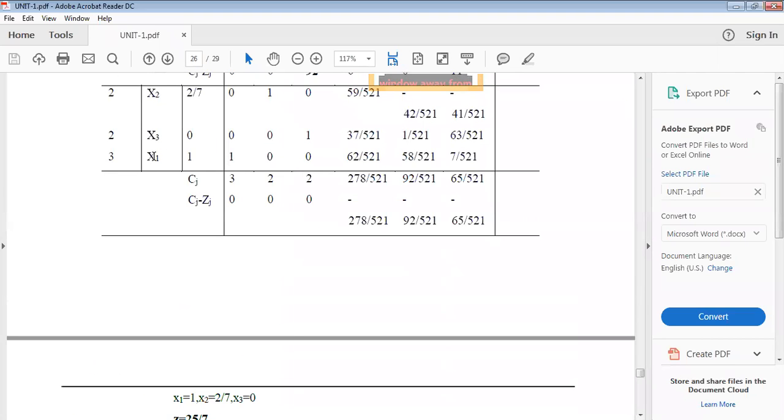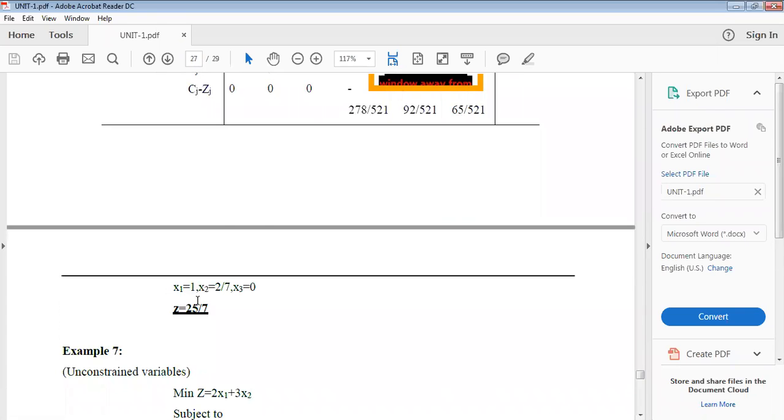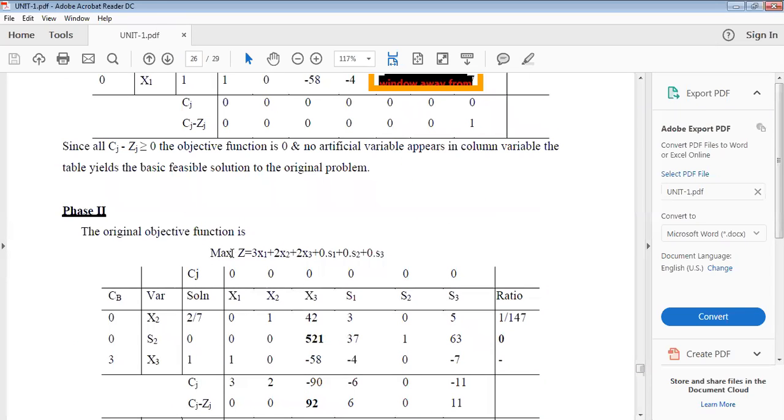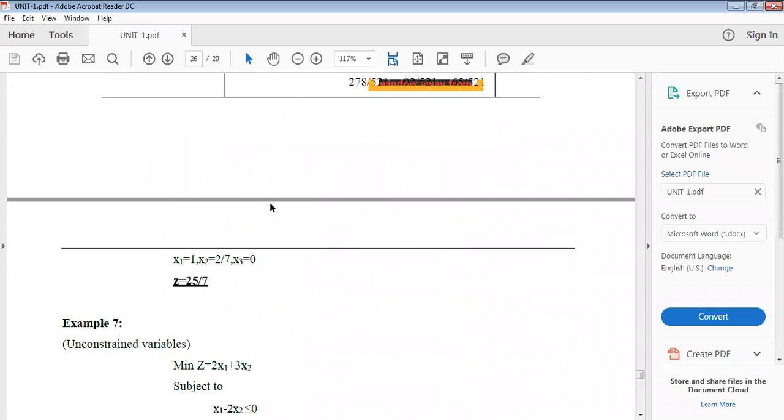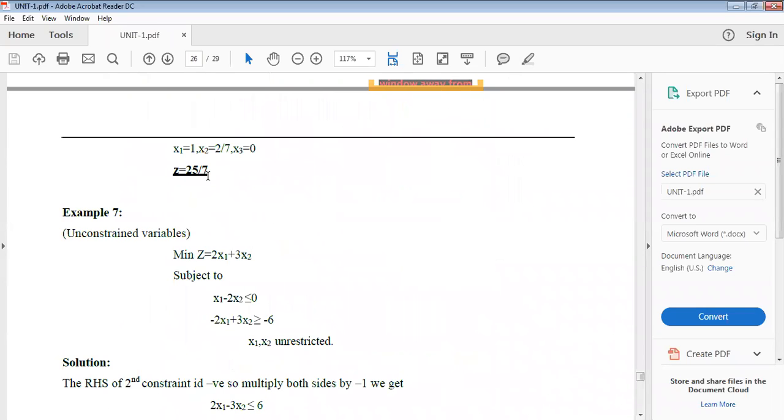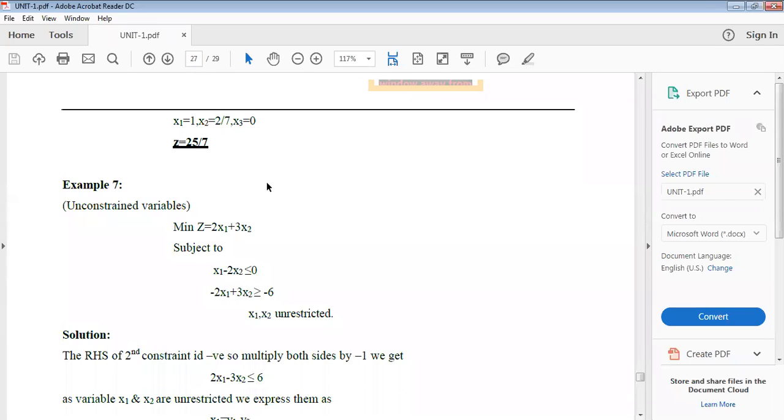So you can stop at this particular point: x1 is equal to 1, x2 is equal to 2 by 7, and x3 is equal to 0. In the objective function, you substitute all these values of x1, x2, x3, and automatically you will get the value of z. So this is the way one has to carry out this particular problem.